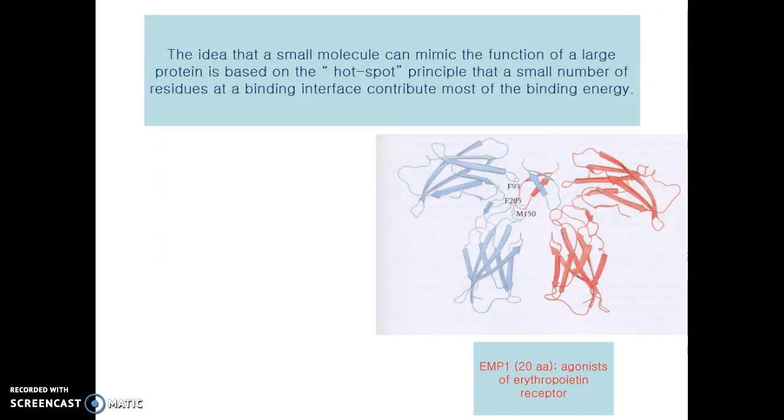Many biological processes are activated by hormone receptor interaction, and a great deal of research has been devoted to identifying peptides or small molecules which either inhibit or stimulate the hormone function. The idea that a small molecule can mimic the function of a large protein is based on the hotspot principle, that a small number of residues at the binding interface contribute most of the binding energy.